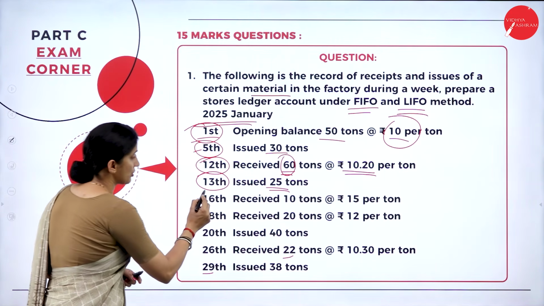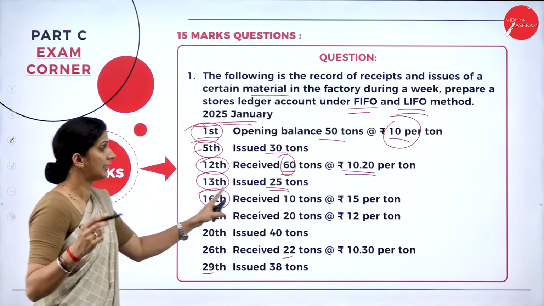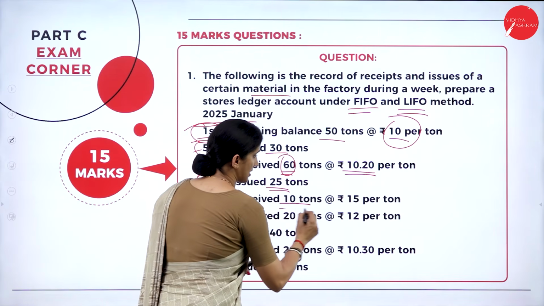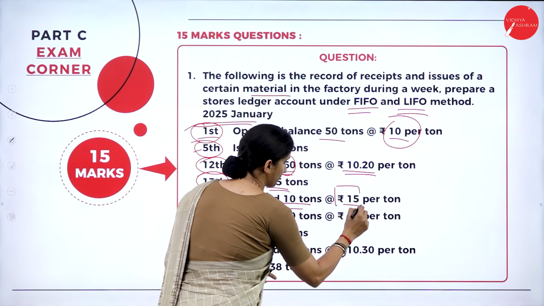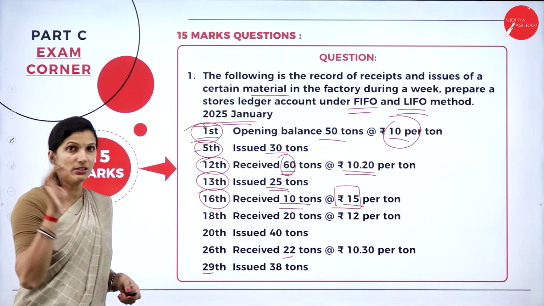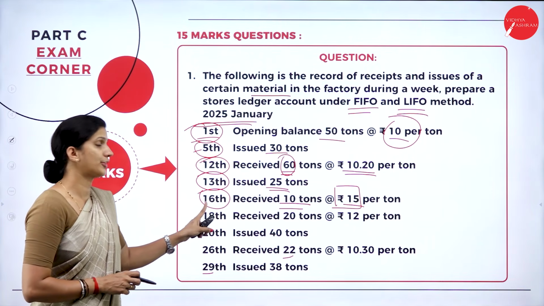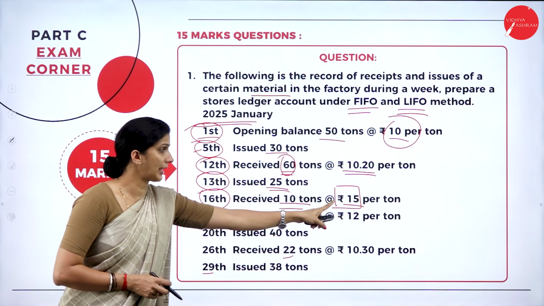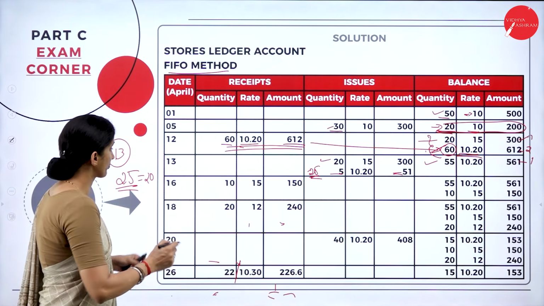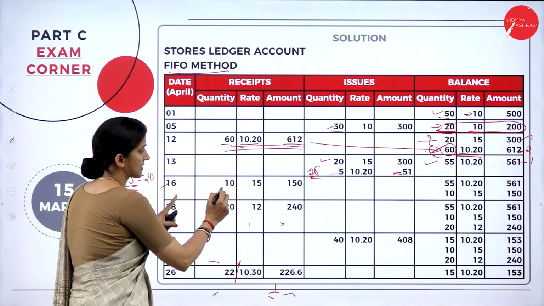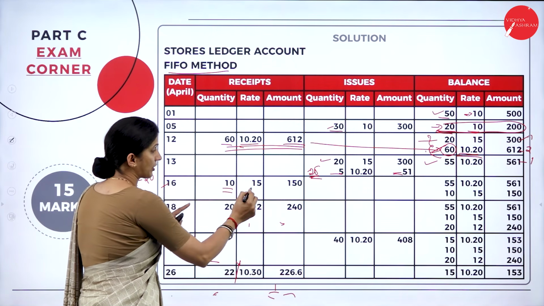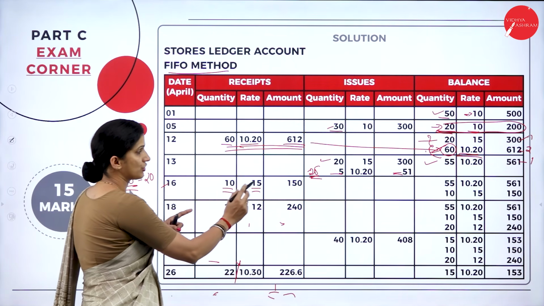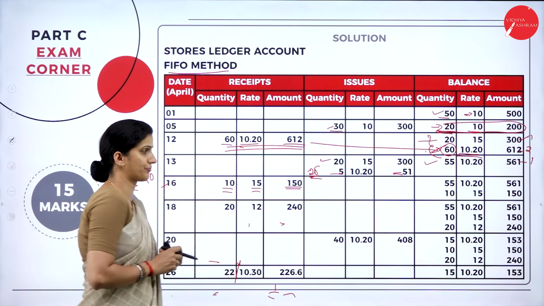Next, we have on 16th transaction received 10 tons at the rate of rupees 15. So it goes to the receipt column. Date of the transaction it is 16th. Quantity received 10. Rate it is 15. So on 16th we have received 10 tons. The rate per ton is 15. So 10 into 15 it is 150.